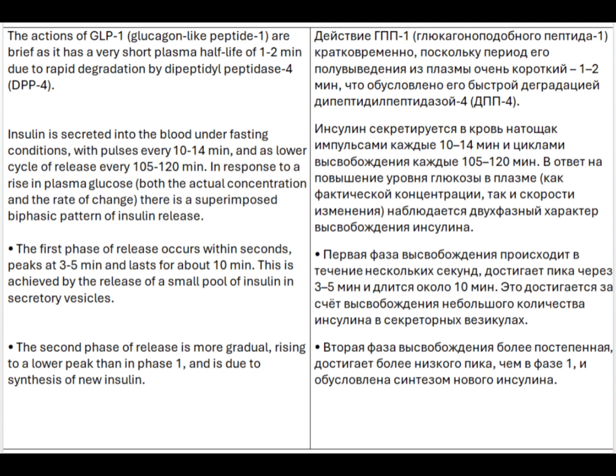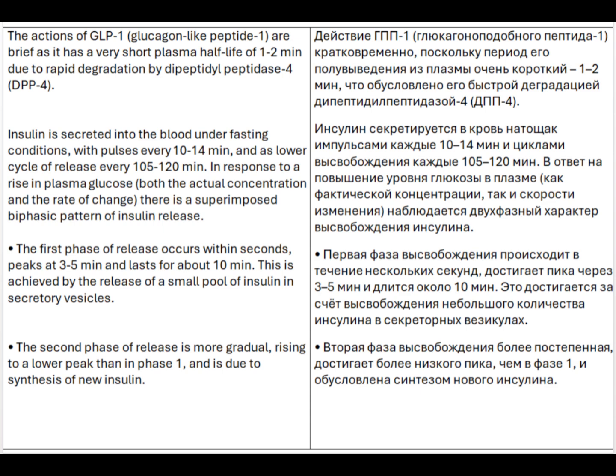Insulin is secreted into the blood under fasting conditions, with pulses every 10 to 14 minutes, and a slower cycle of release every 105 to 120 minutes. In response to a rise in plasma glucose, both the actual concentration and the rate of change, there is a superimposed biphasic pattern of insulin release.